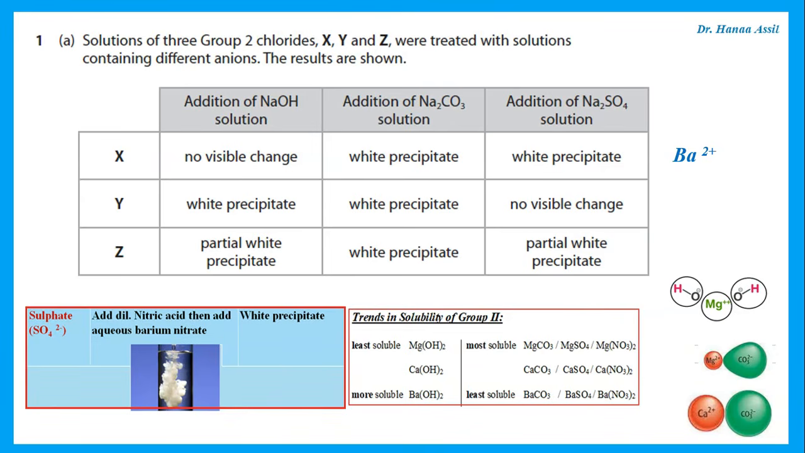Now Y gave a precipitate with the hydroxide, and we said if we're looking at group 2, the one on top, hydroxides will be less soluble. So if we have a white precipitate with the hydroxide but not sulfate, for example, then this is probably magnesium ions. Now, Z gave a white precipitate with carbonate, partial white precipitates with the others, so it is something that is above barium. So if we say X is barium, Z is probably calcium, or it could be strontium.